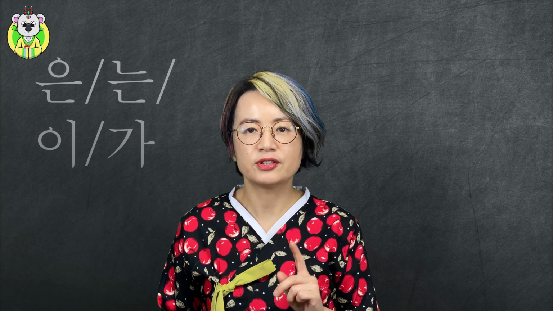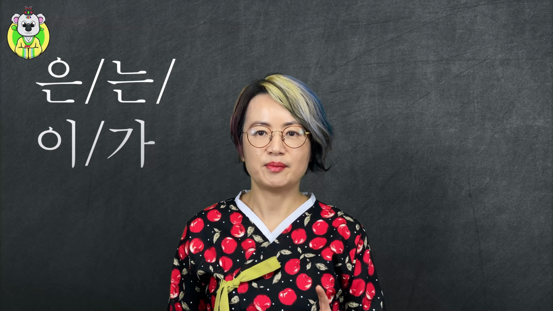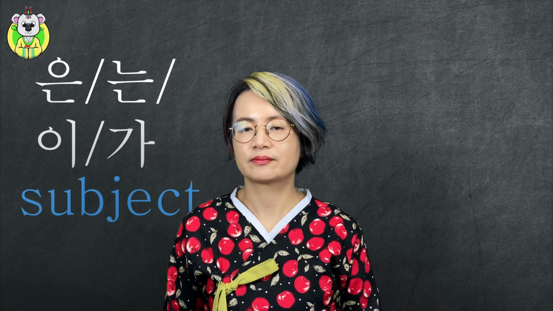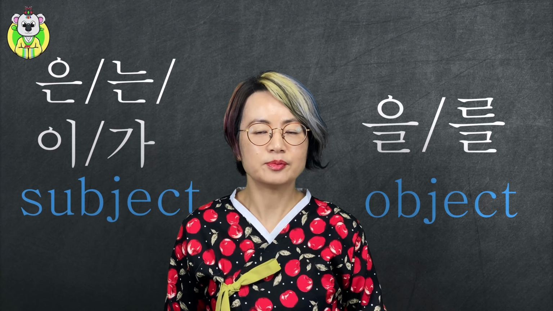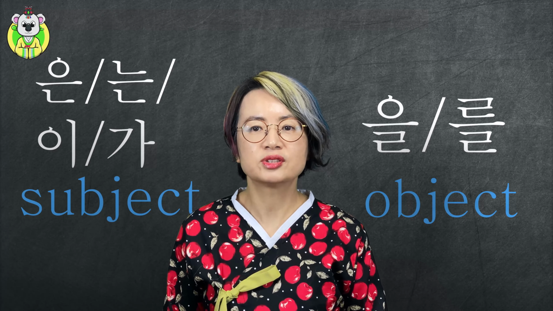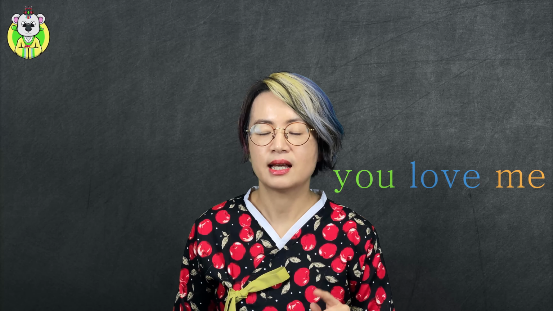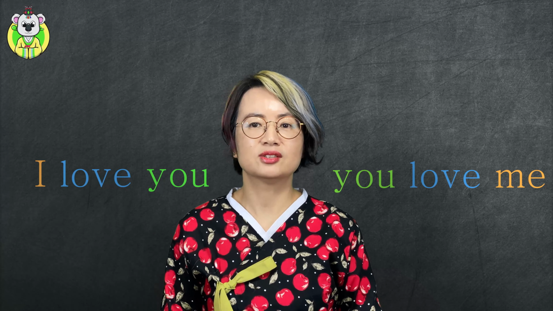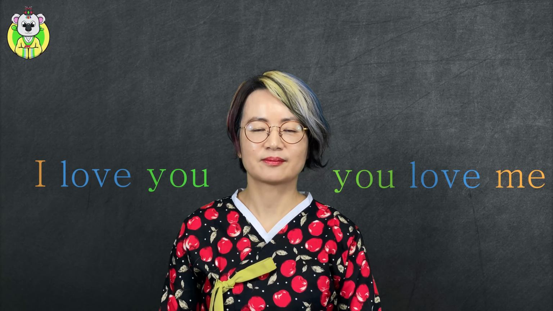No matter where they are placed in a sentence, if you see a subject marker, that means it is a subject. And the same goes for the object markers. Because in English, there are no subject or object markers, the positions of the words become very important. What I mean is, "you love me" and "I love you" mean totally different things.